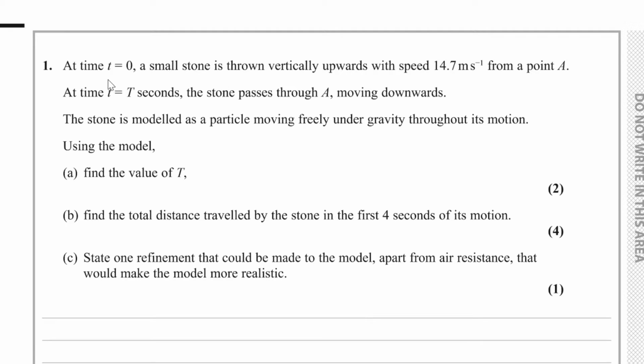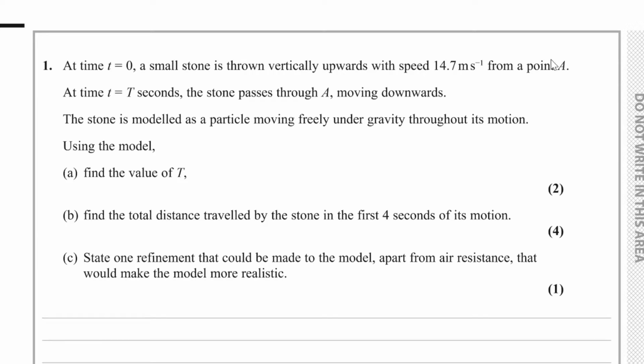Question number 1. At time t equals 0, a small stone is thrown vertically upwards with speed 14.7 meters per second from a point A. At time t equals t seconds, the stone passes through A, moving downwards. The stone is modelled as a particle moving freely under gravity throughout its motion. Using the model for part A, we have to find the value of t.